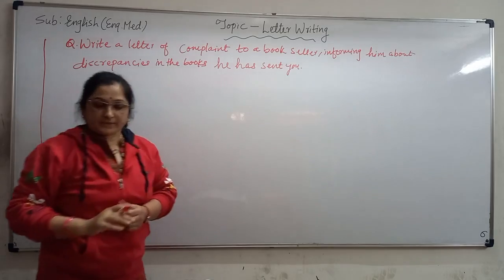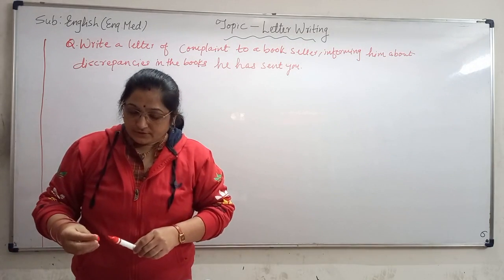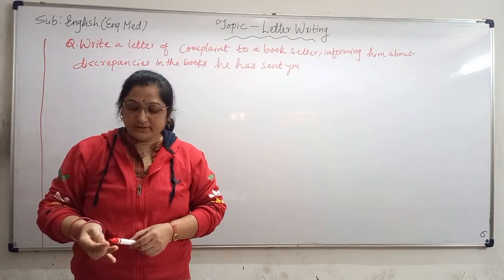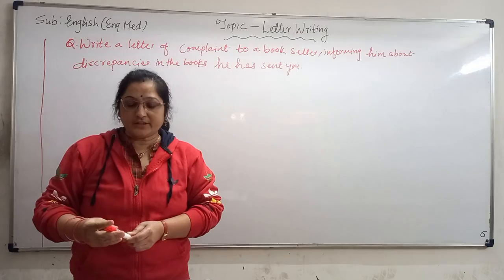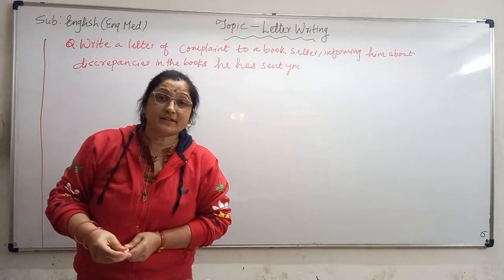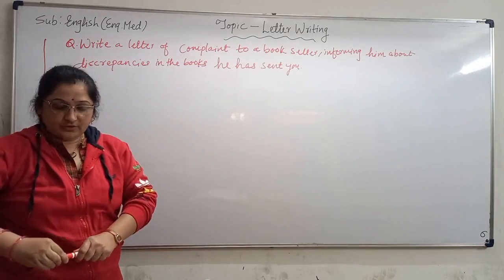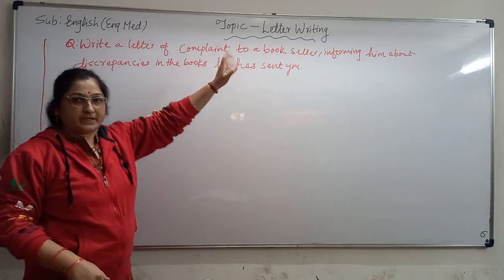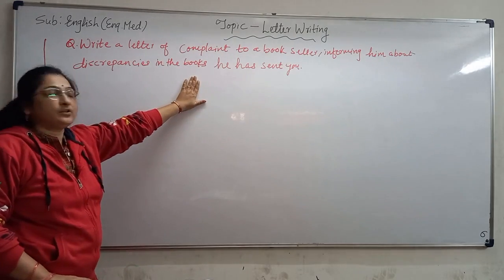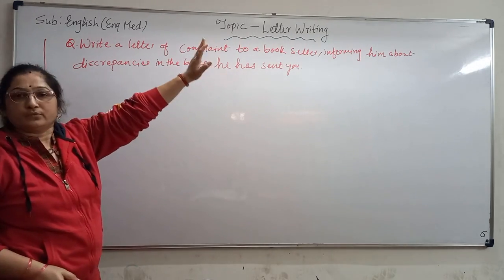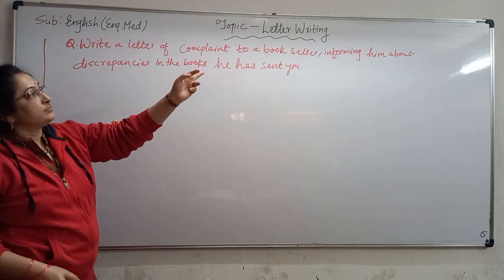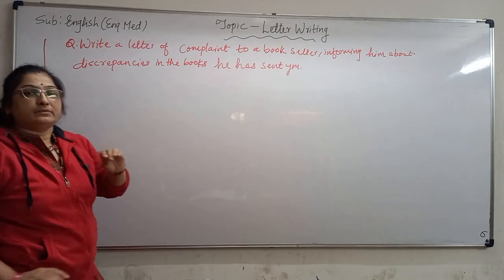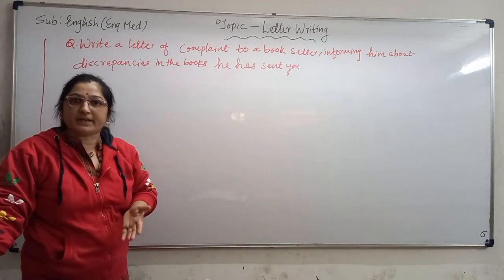Okay. Now see. First, you have to understand the question, that what is given in the question, because many of you are not getting the question. Then how will they write the letter, isn't it? So the question is like this: write a letter of complaint. Actually, you are going to write the letter of complaint to whom? To the bookseller. For what? For informing him about discrepancies. Means what? Difference, wrong delivery, we can say.